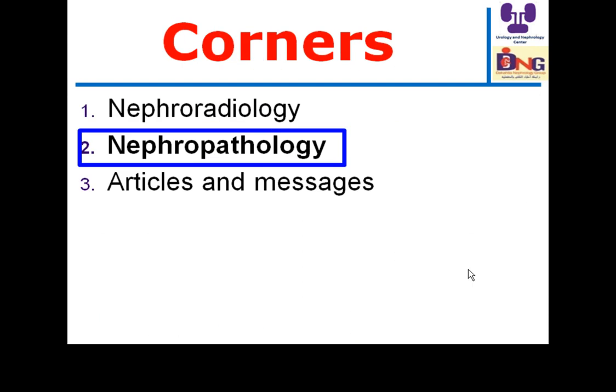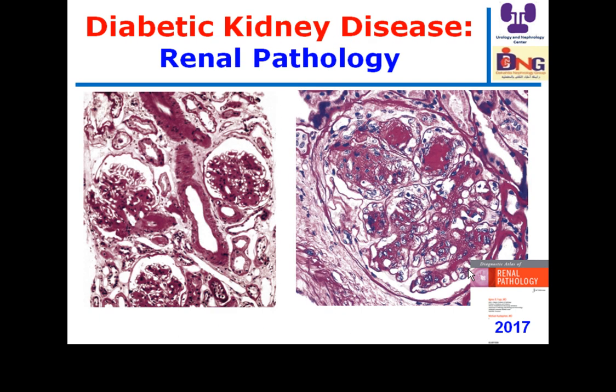Let us go to the pathology corner. This is a diabetic patient. What is your diagnosis? The diagnosis is nodular sclerosis. So this is a nodular sclerosis. As you see, everything is clear, and there is hyalinosis of the vessels. So this is a small vessel with hyalinosis. So the nodular sclerosis is stage 3 diabetic nephropathy from the pathology perspective.